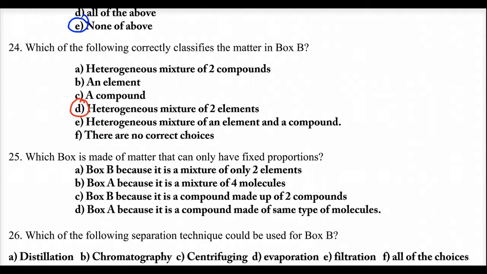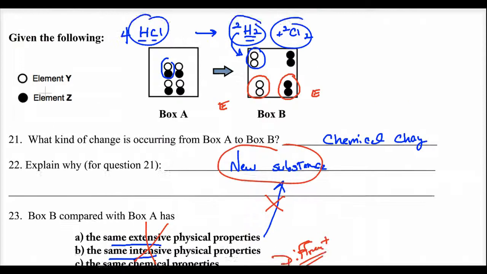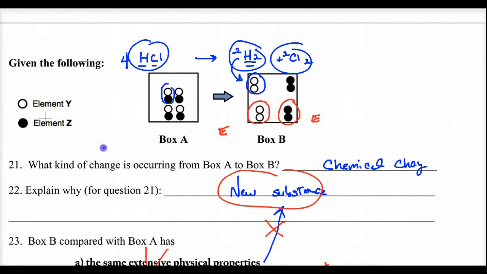25, which box is made of matter that can only have fixed proportions? Now, if you have fixed proportions, that means your particle is made up of only certain types of atoms. In the case of the first box, it was made of one dark and one light atom. These are compounds. Box A is a compound. So the only one that has fixed proportions is your box that is a compound.